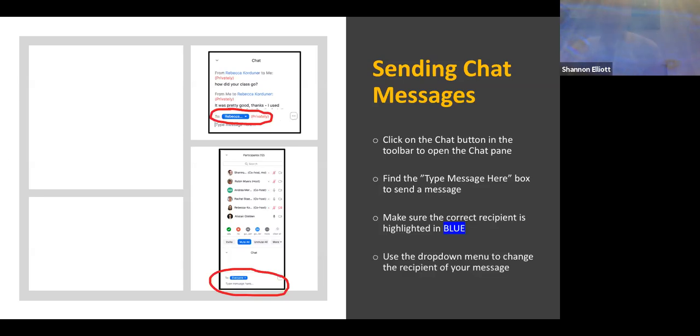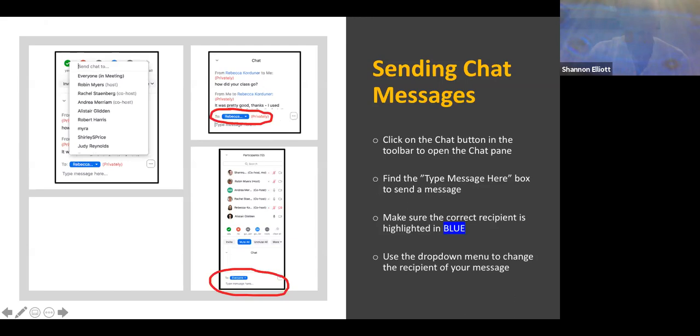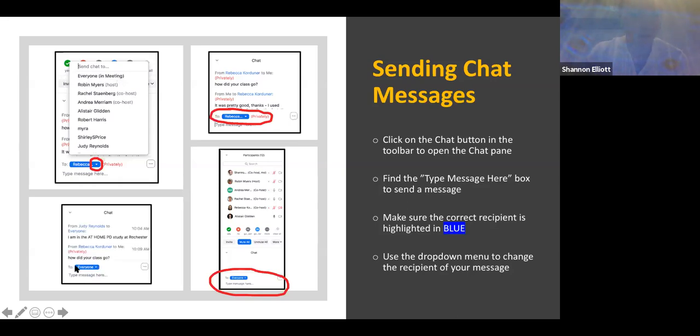And so we can use a drop down menu to change the recipient of your message. So hopefully you can see this. Right here, the To, and then we have Rebecca. So you see this little arrow? If you click on this, it's going to open up a menu of all of the participants in the meeting at that time. So if I wanted to click on everyone, for instance, if I wanted everyone to see my message, then I would click on everyone here. And then it would turn itself blue. So then I can type my message and know that it's going to everyone.